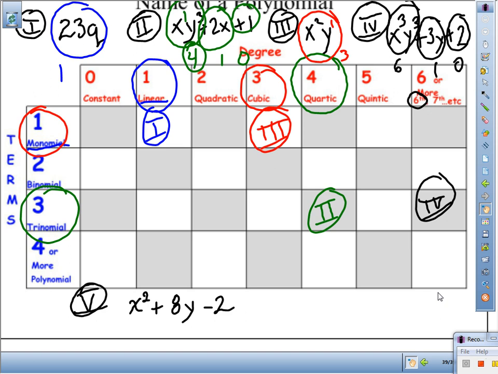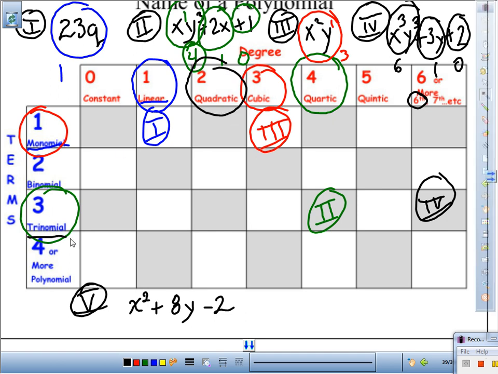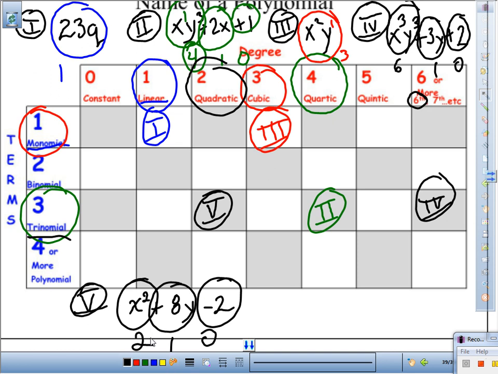What'd you get? Joshua. What is it? Quartic trinomial? Quadratic. Oh, quadratic trinomial. He's saying that it goes here. Let's find out. What degree is this? 2. Degree? 1. Degree? 0. Highest degree? 2. That means it is a quadratic. 3 terms? 3 terms. Quadratic trinomial. That is correct. All right. Good review? All right, good.